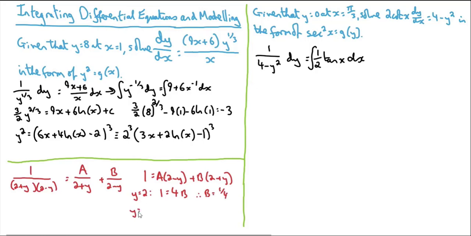If we now do a similar thing with y is minus 2, again, 1 is unaffected. 2 minus minus 2, it's like 2 add 2, so you've got 4a, and then 2 minus 2 here will disappear, b goes away. Therefore, we can say that a is also 1/4.